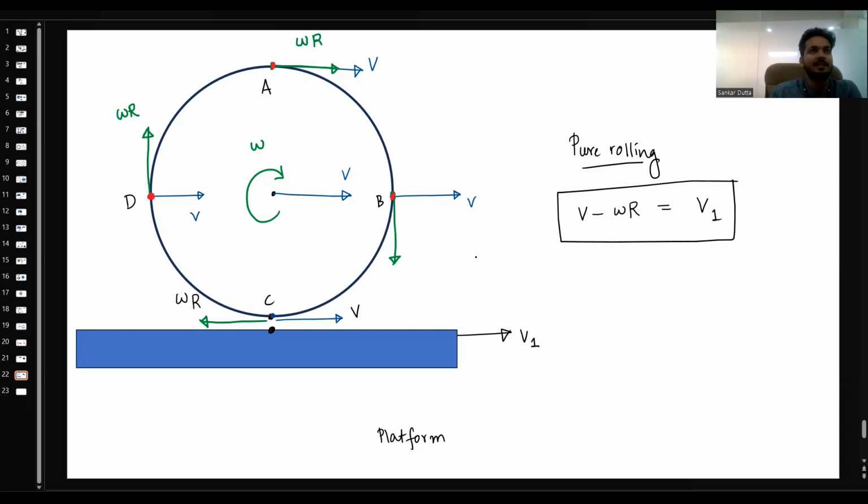Right? See, in case the platform is not moving, V minus omega r is actually equal to 0. So you just say V equals omega r. But if it is moving and you want it to be at rest, then V minus omega r should have the same velocity, like the C point should have the same velocity as the platform itself in order to be at relative rest. I hope that makes sense. Okay. Please let me know if you have any doubts.